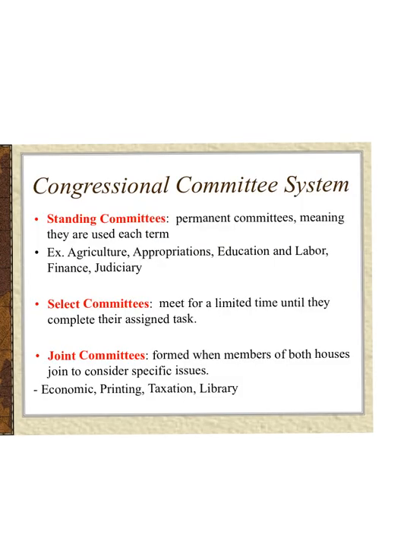A lot of the work in Congress is done in committees. There are 3 types of committees we're going to talk about. First, standing committees. Standing committees are permanent committees, meaning that they are always in session during each term. Some examples are agriculture, appropriations, education and labor, finance, and judiciary. Next, select committees. Select committees are temporary committees that meet for a limited time until their tasks are complete. Once the tasks are completed, the committees disband. Third, joint committees. These committees are formed when members of both houses join to consider specific issues.